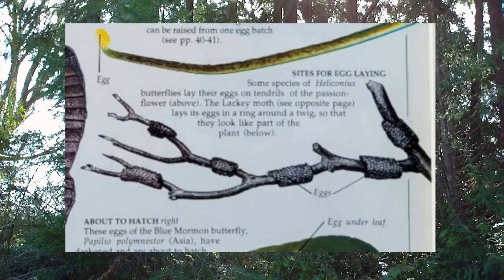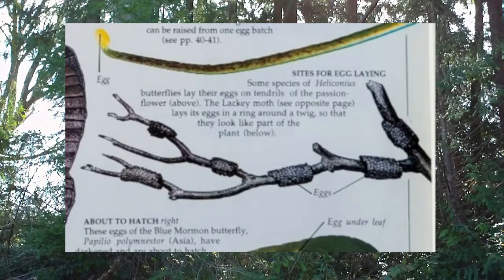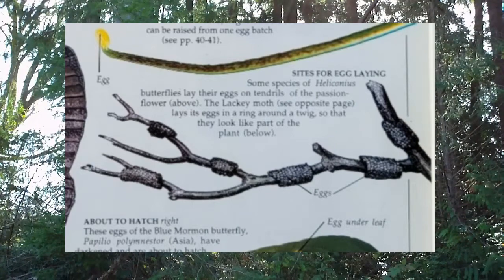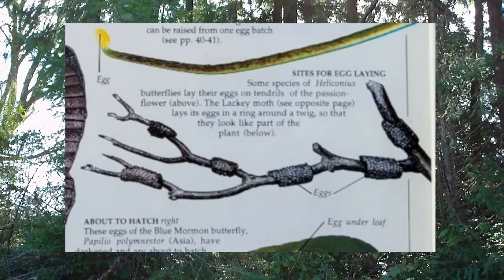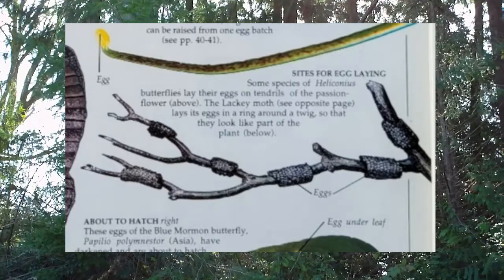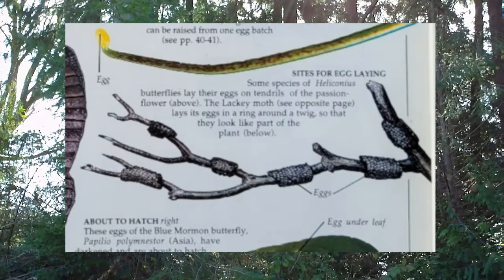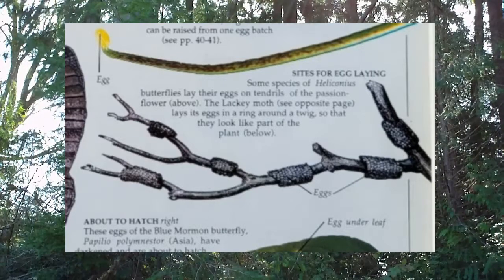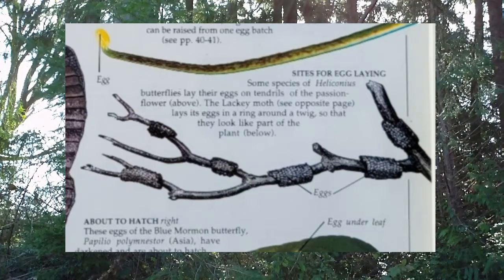Sites for egg laying. Some species of Heliconius butterflies lay their eggs on tendrils of the passion flower above. See it at the very tip of that plant. The lackey moth lays its eggs in a ring around a twig so that they look like it's part of the plant. And in this picture you can see the twig, and there are clumps of eggs in these bundles around the twig, and it kind of looks like part of the plant, probably to protect it from other animals that might want to eat the eggs.